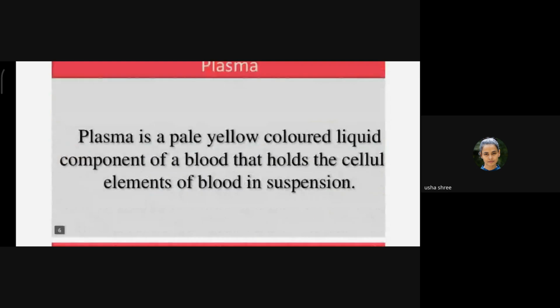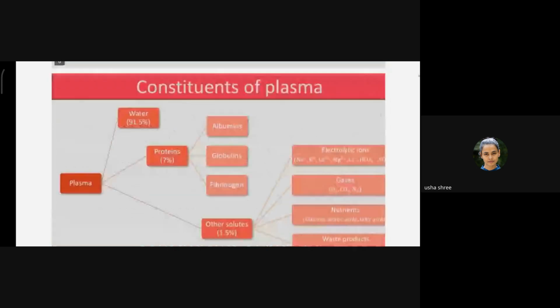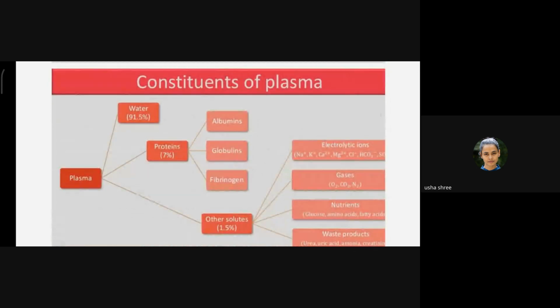Now, what is plasma? Plasma is a pale yellow colored liquid component of blood that holds the cellular elements of blood in suspension. Okay. Now, constituents of plasma. Plasma consists mainly of water only. It is liquid, so mainly it will contain water.